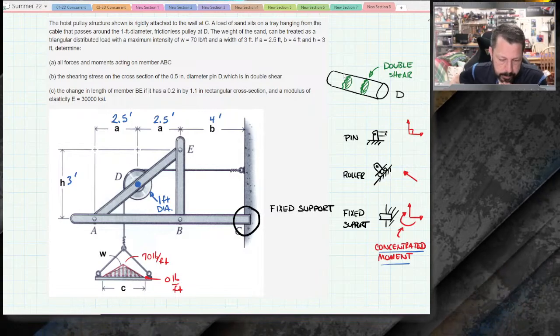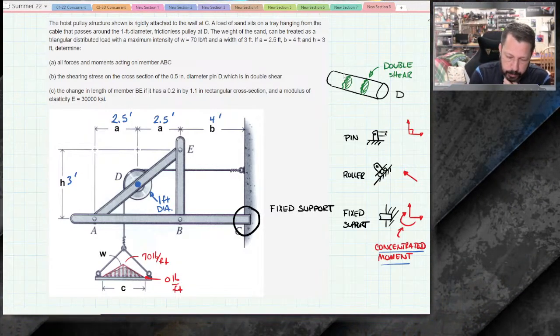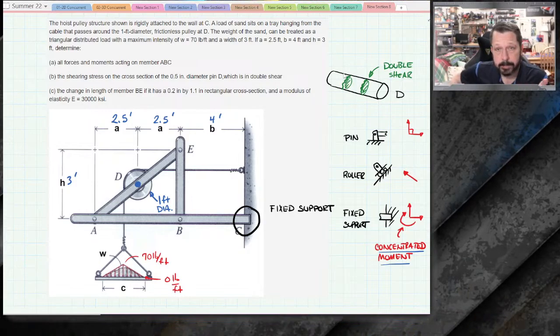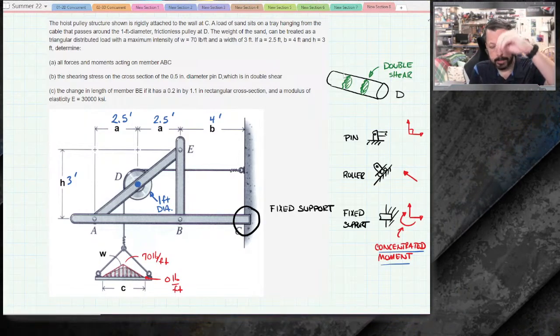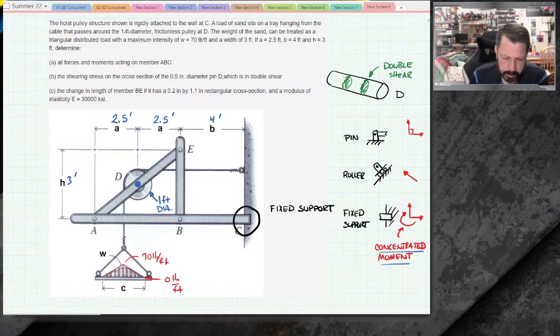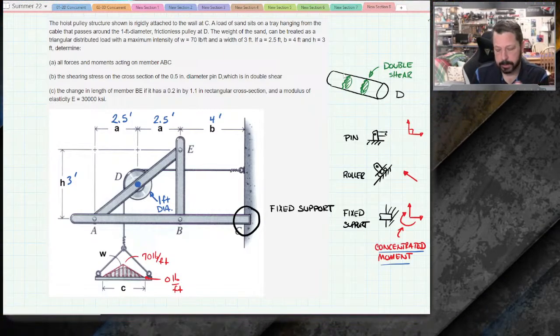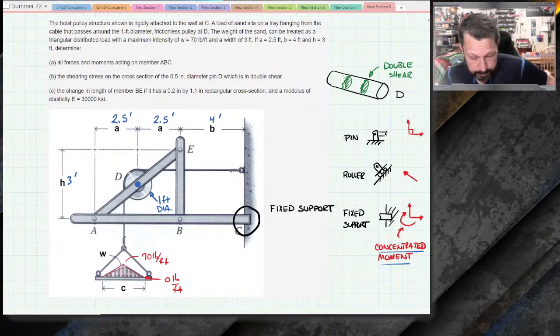All right, what else? The change in length of member BE. So member BE, this vertical piece, is going to have some kind of force in it that's probably trying to make it get shorter, compressing it. It gives us some dimensions for it and a modulus of elasticity, and we just have to figure out how much it changes in length.